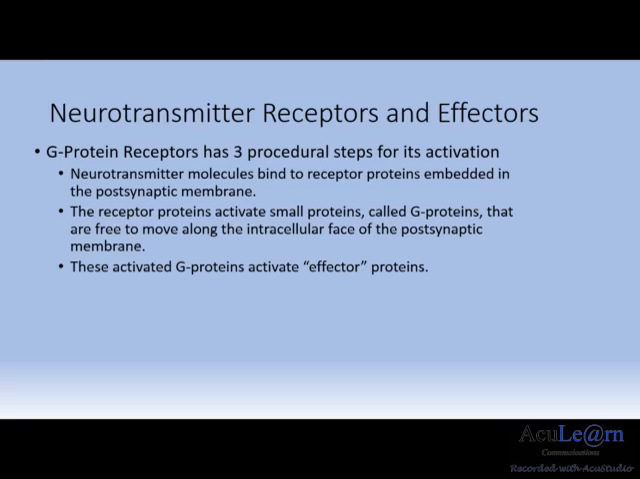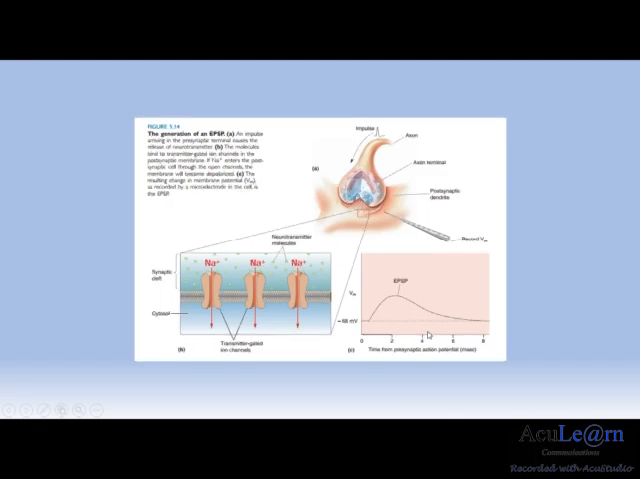These G proteins then activate effector proteins. These effector proteins can be G protein-gated ion channels that can open when G proteins activate them, or they can be enzymes that synthesize second messengers. Second messengers act to activate other enzymes that play a role in cellular metabolism and regulation of ion channel function.